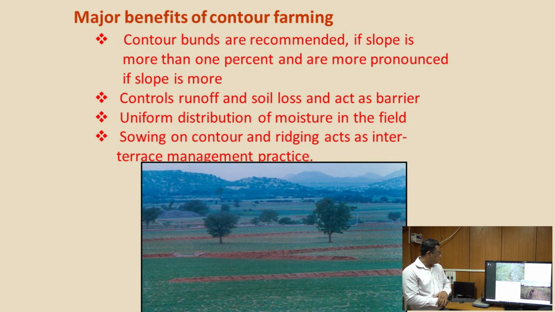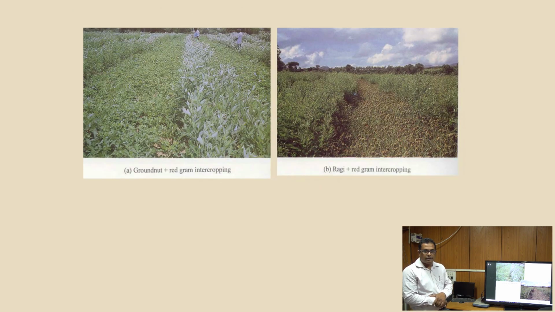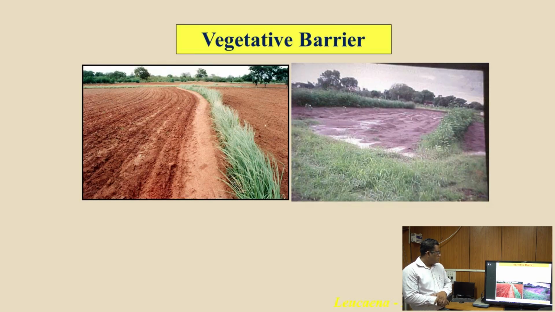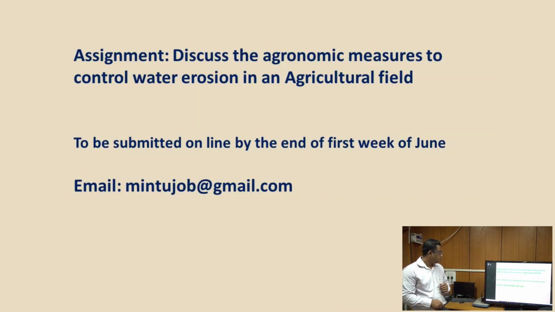This is another way, which we call intercropping. You must have studied in agronomy, where two different crops are grown. Also, vegetative barriers on the bunds: to stabilize the bund, we can grow some alfalfa or more erosion-resisting crops, so that the stability of the bund is increased.